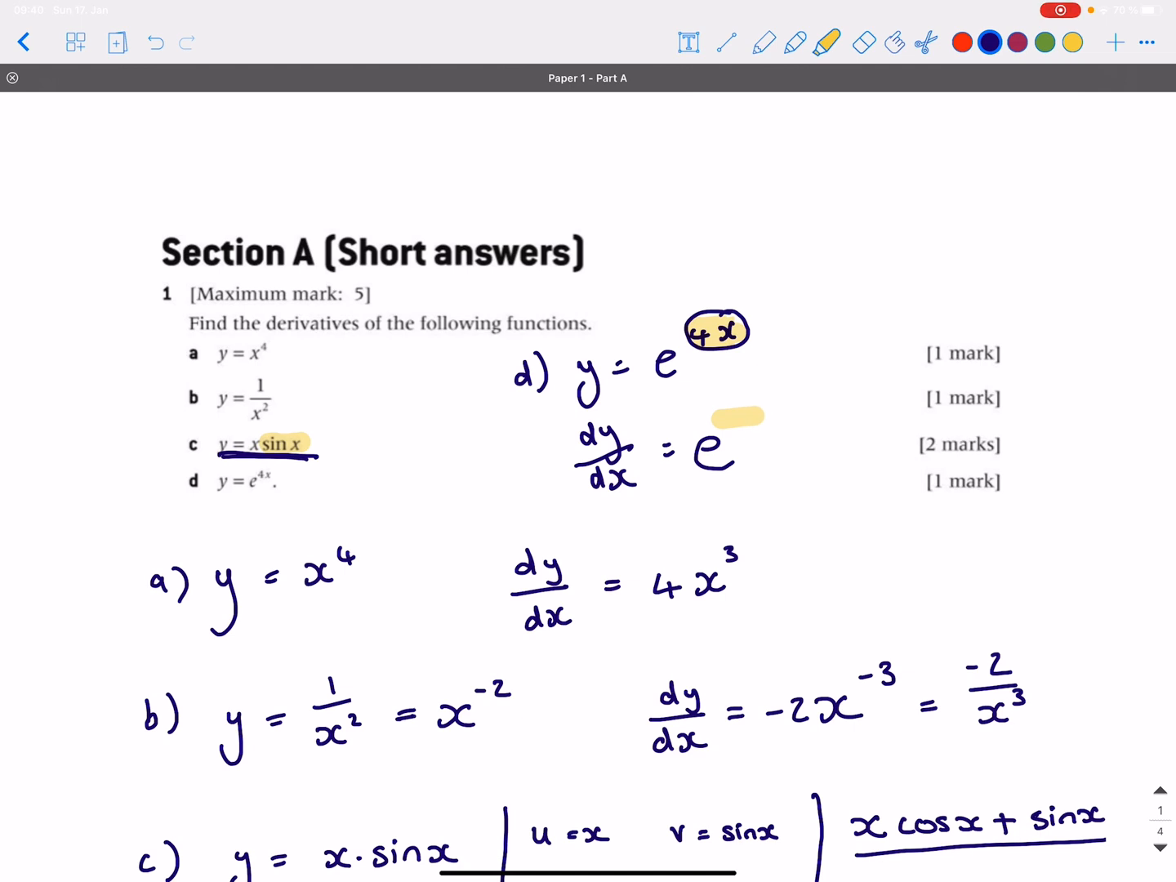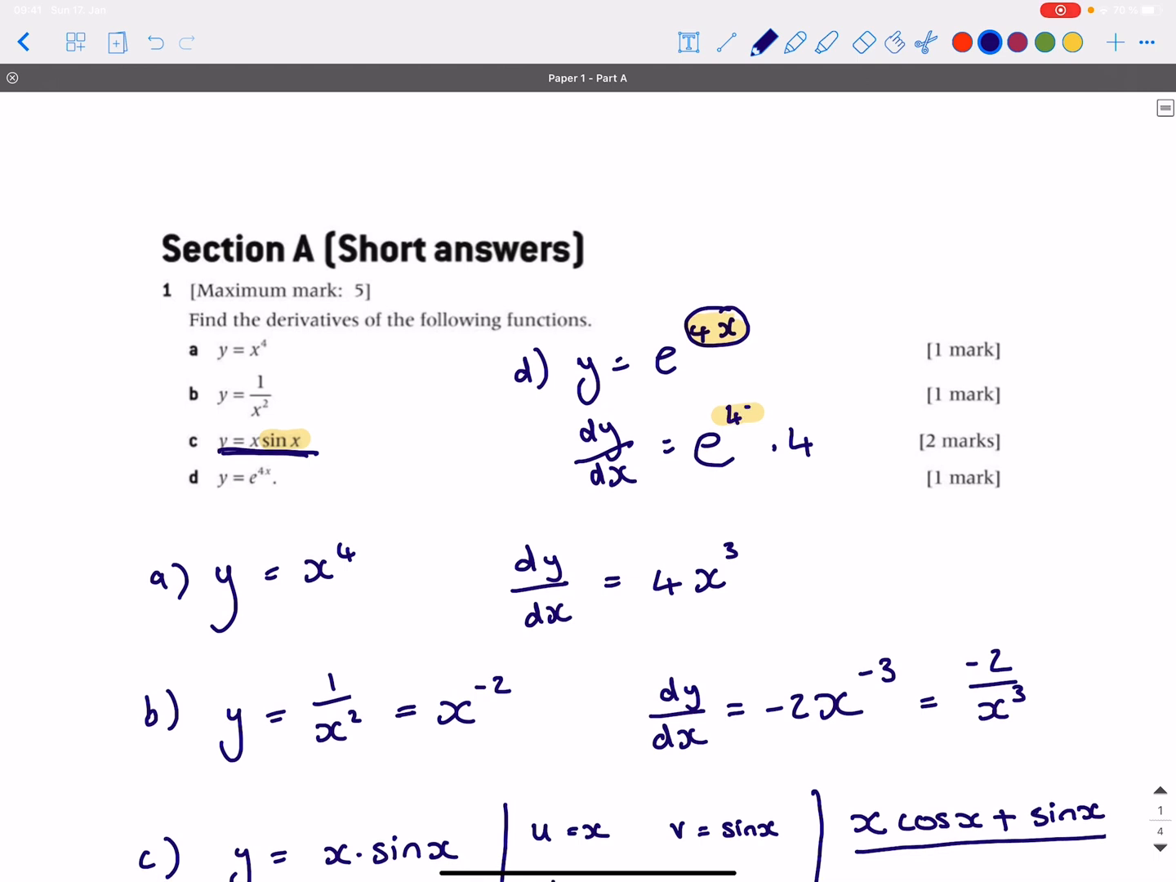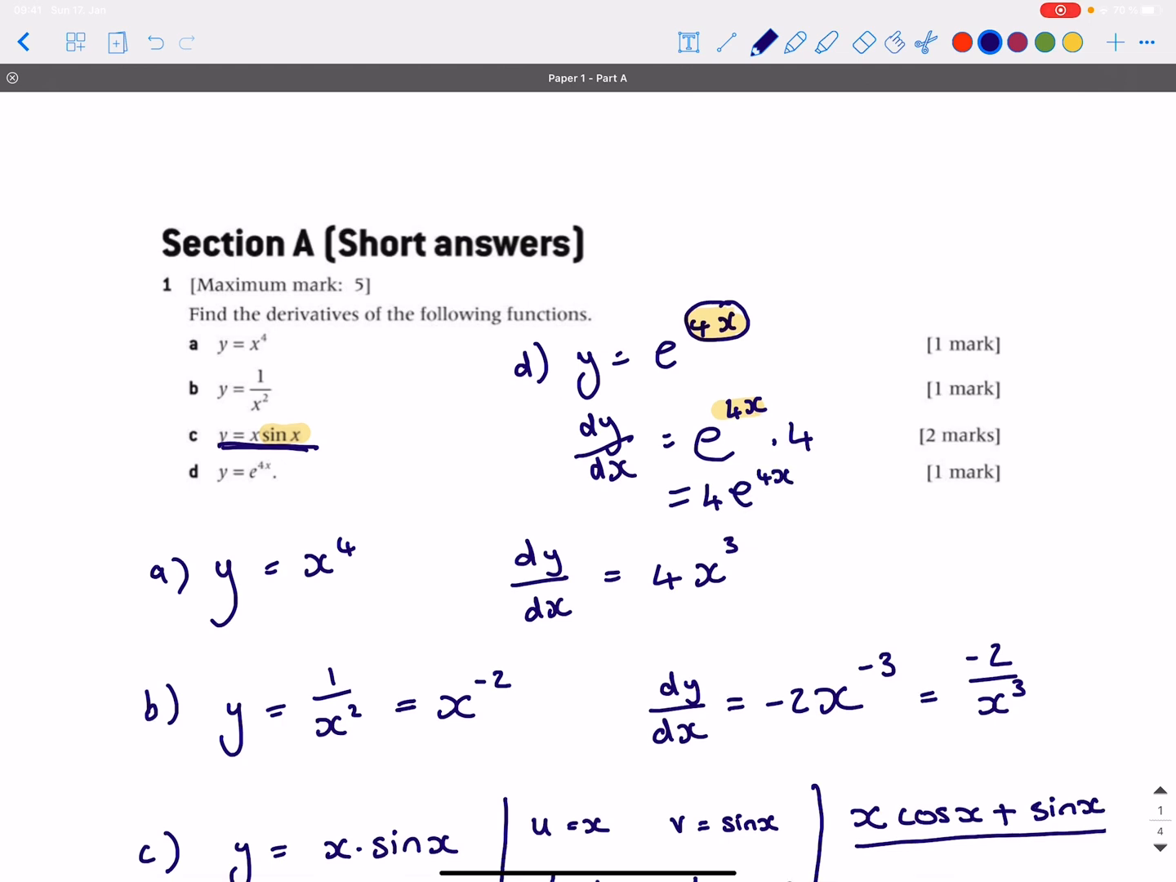And then I need to multiply it by blah differentiated. So 4x differentiated is 4. I need to make sure I write back in that blah, so that is still e to the power of 4x, but now it's multiplied by 4. And our final step is just to rewrite that a little bit nicer, so 4e to the power of 4x. Right, next question.